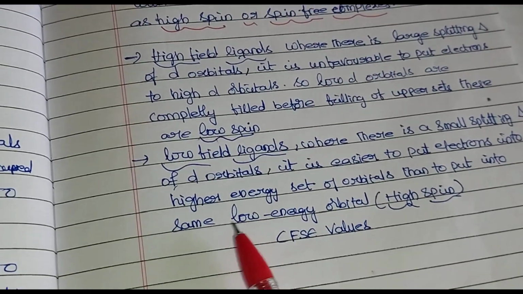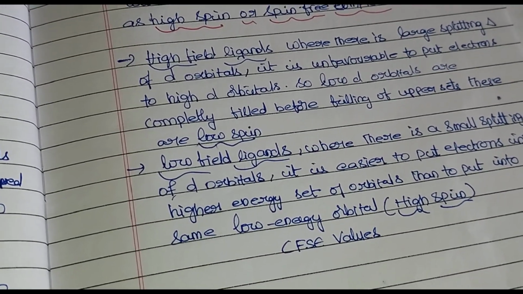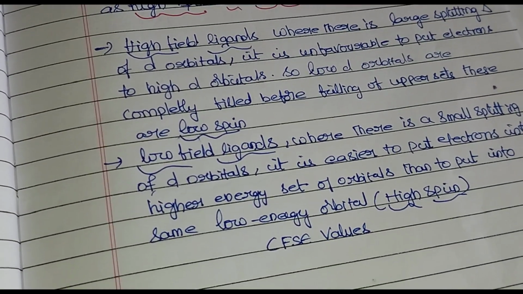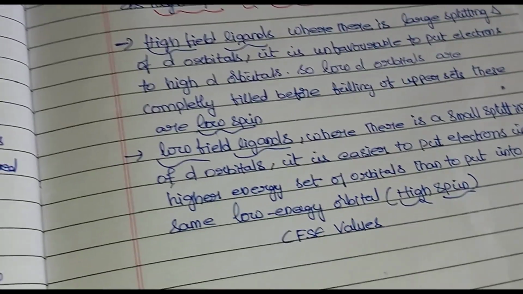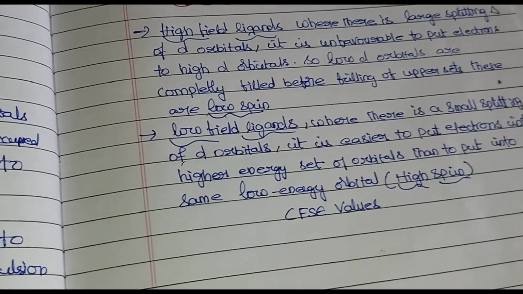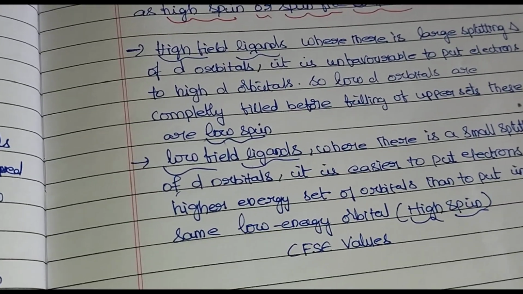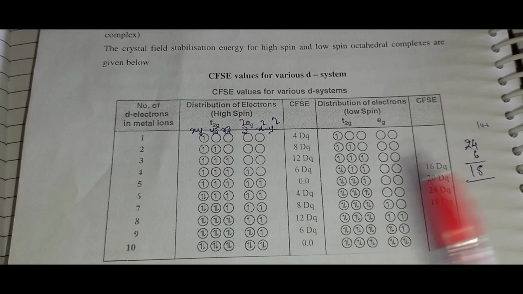Whereas in low field ligands, the splitting is very less. It is easier to put electrons into higher energy set of orbitals. So low energy orbitals, and it has high spin. So we will see the crystal field splitting energy values of octahedral and tetrahedral complexes.